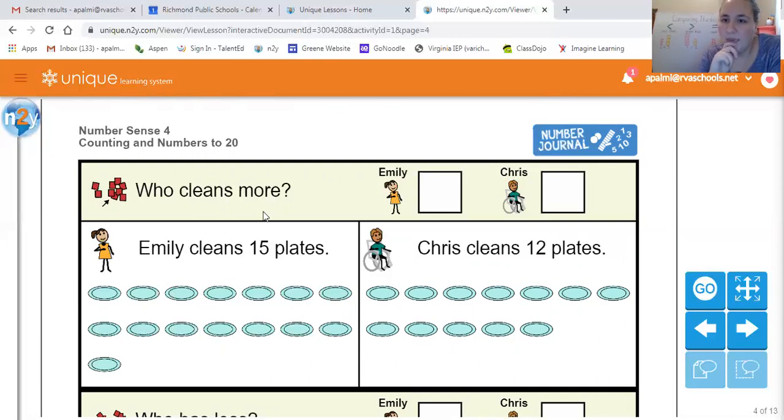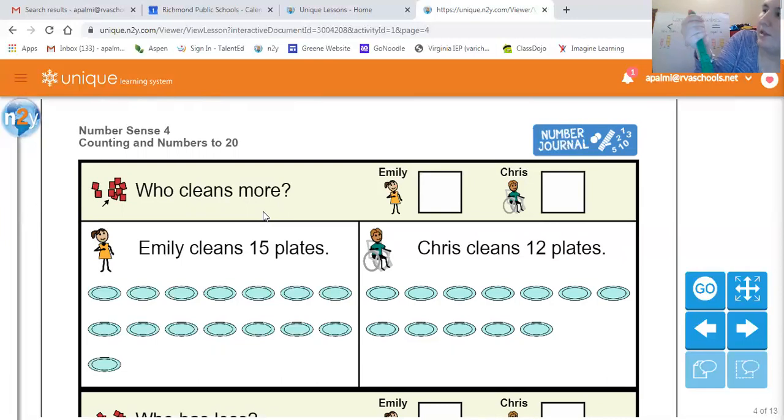Are we ready? Emily is the green, so we're going to count to 15 with the green. 1, 2, 3, 4, 5, 6, 7, 8, 9, 10, 11, 12, 13, 14, and 15. Oh my goodness, my tower is so tall.